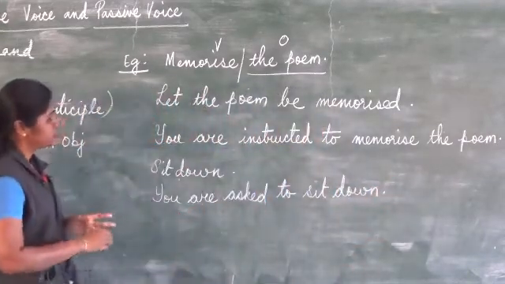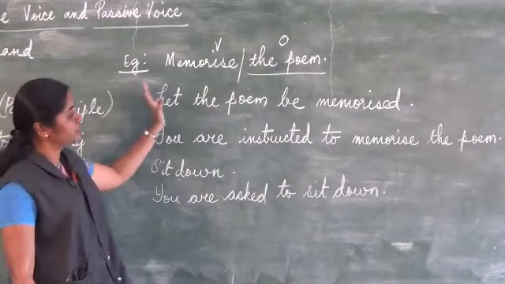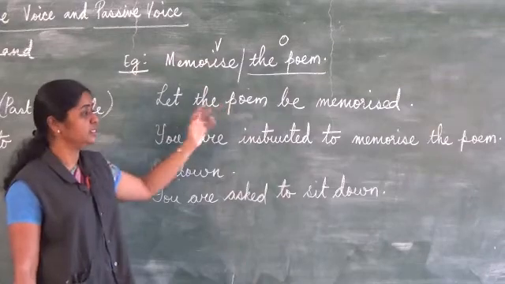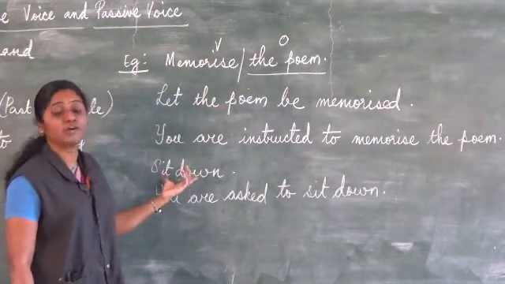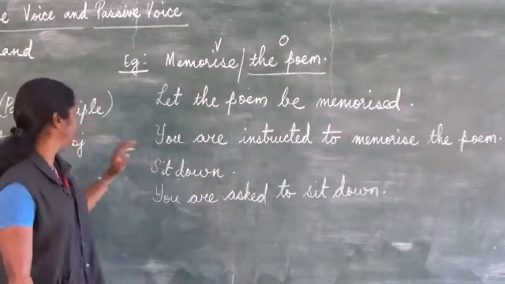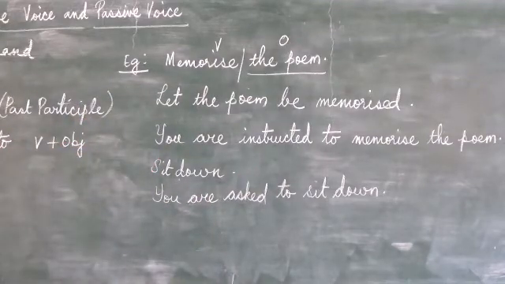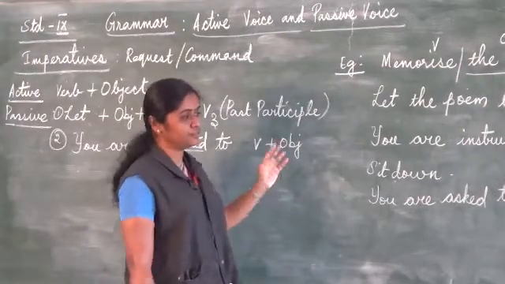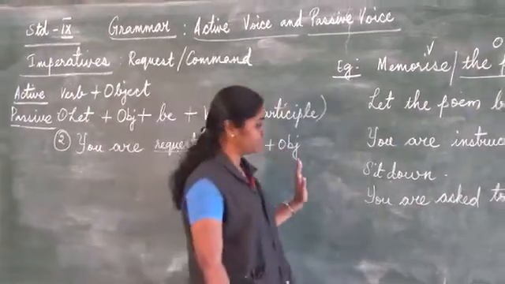Okay. So first method, if you have an object, you can write it in the first method. In case the instruction or the imperative doesn't have an object, you have to go only for this second method. So this is how we transform active to passive for imperative sentences.